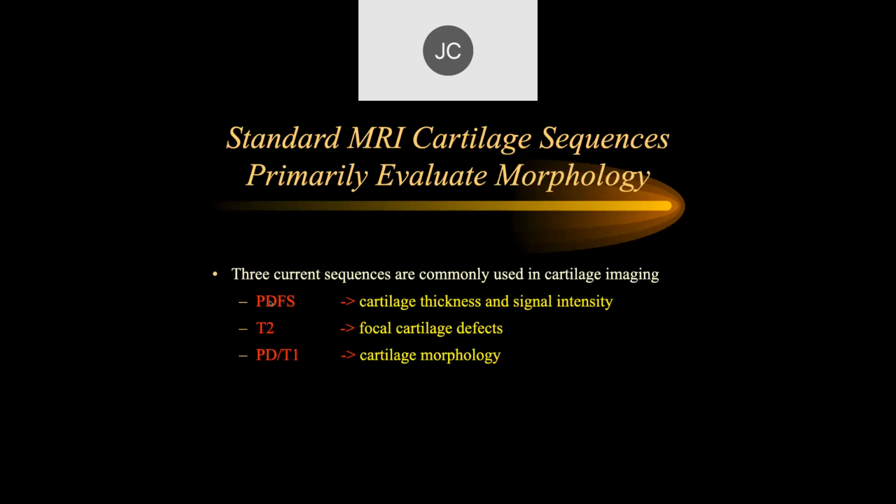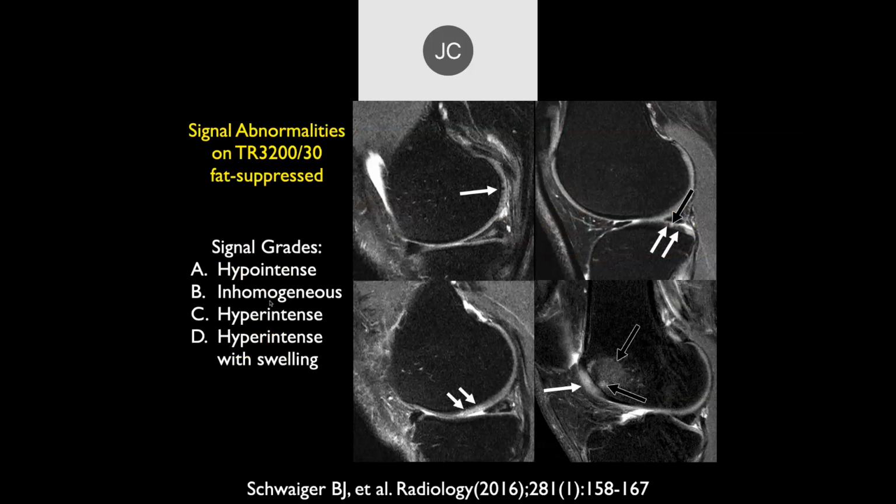This was a paper from Radiology in 2016, where the question is, well, we see a lot of signal inhomogeneity within the cartilage using these different techniques. What does this mean? So they imaged a number of patients, and they graded the type of signal abnormality within the cartilage.